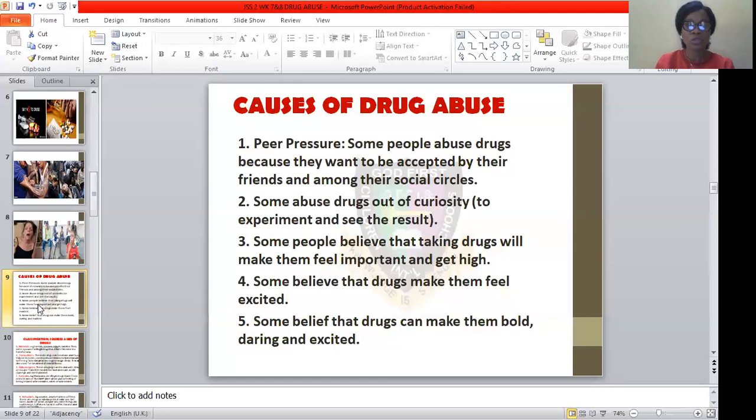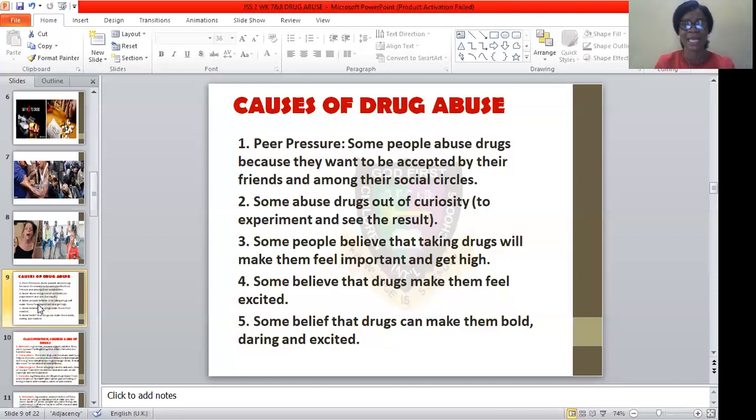And lastly, some people believe that drugs can make them bold, daring, and, like I said, excited. Yes, if you take them, you tend to be bold. What you cannot face somebody to say, you'll be able to say it at that particular moment. You'll be daring. But at the end of the day, you go back to your normal self. Please, like I always say, say no to drugs.